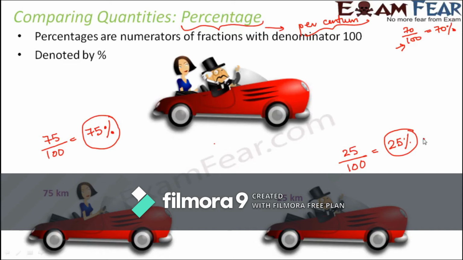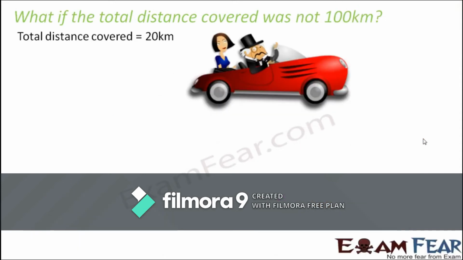Now you might ask, okay, in this case, the total distance itself was 100 kilometers, so how does denoting it by percent help? Well, the usefulness will not be much seen in this case. The usefulness will be more seen when the total distance covered is not actually 100 kilometers. Let's say that the total distance that they are planning to cover is not 100 kilometers but 20 kilometers. So they are planning to go on a short trip, let's say.